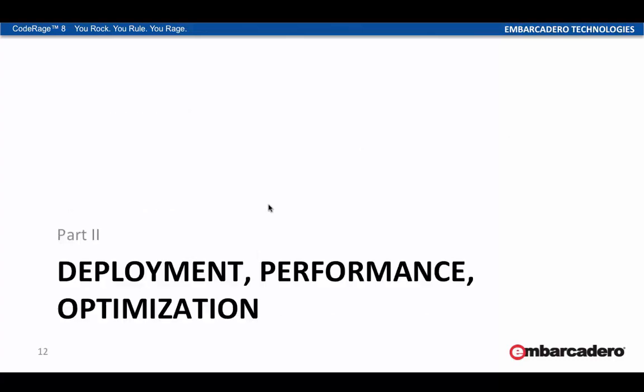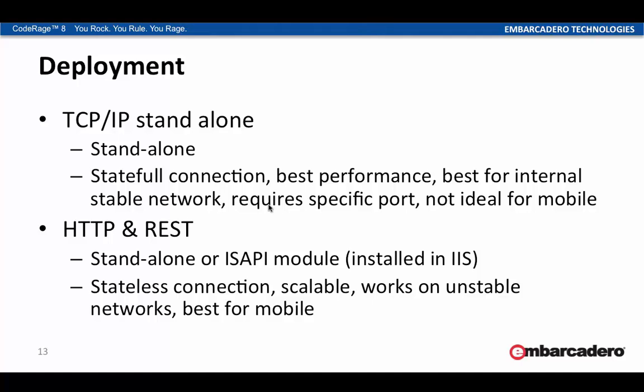So let me move to part 2, which covers some considerations around deployment and performance. In terms of deployment, if you go for a TCP/IP solution, you have the best performance in terms of throughput within a local area network, because you don't have to reconnect every time and you don't have issues with latency, which is required to reconnect or even redo a DNS lookup for the server.